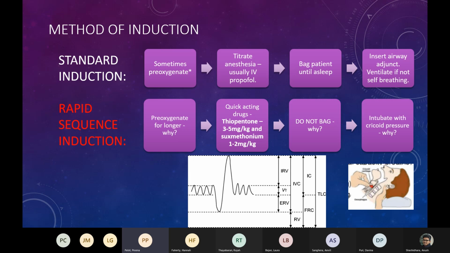Rapid sequence induction is slightly different. Does anyone know how it's different? I didn't know this until like a week before exams. If I was to tell you that you use rapid sequence induction for emergency cases, especially in cases where they haven't been nil by mouth, bring any ideas to you guys?